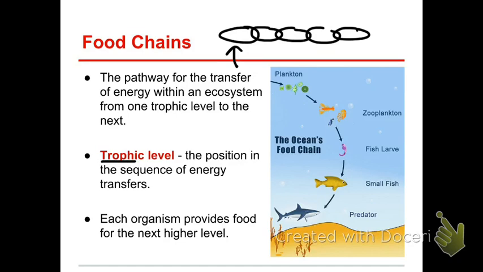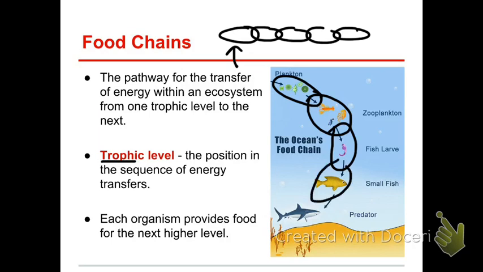Each organism in a food chain provides food, therefore energy, for the level above it, the next level higher than it. So here we have a typical or a very simple aquatic food chain where we have plankton. They're the first link in the food chain. And then you have these organisms called zooplankton. They're the second link in the food chain. Then you have these fish larvae, which is the third. Small fish is the fourth. And this top predator shark is the fifth. All right, so there's our simple food chain.